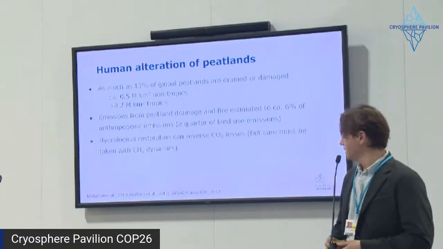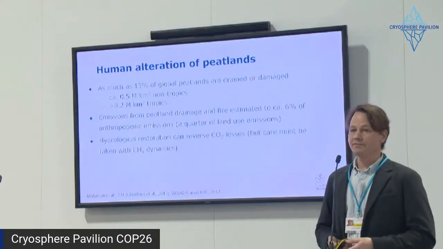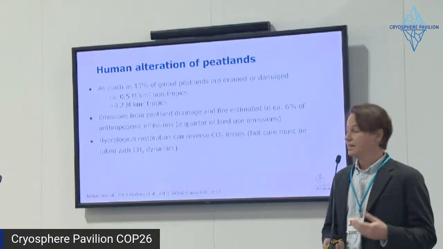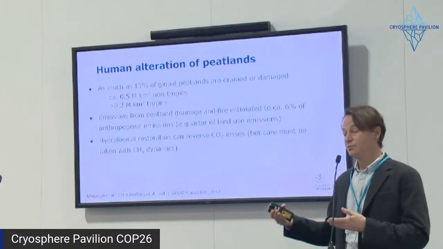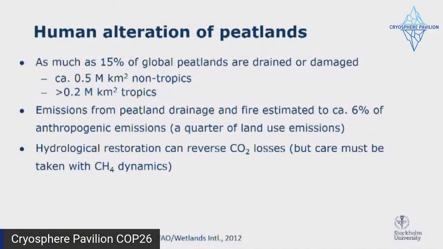the global climate. And there's also very ample evidence that successful hydrological restoration, which means that the drained peatland, which needs to be wet to function properly, you restore the hydrology by plugging a ditch or whatever you do, you get the water back in there and you have a wet peatland again. And there's multiple evidence that it will reverse CO2 losses.